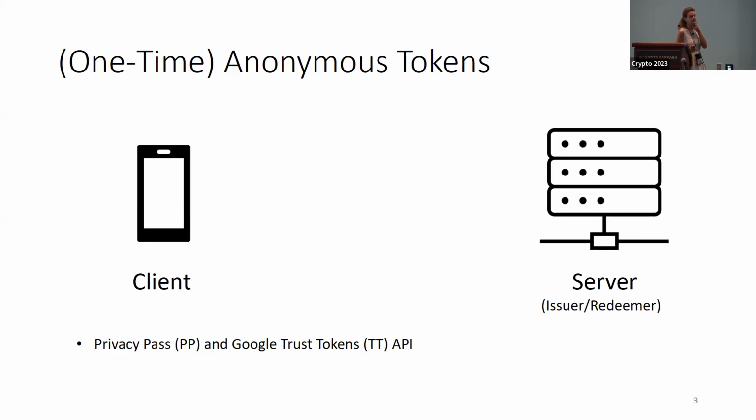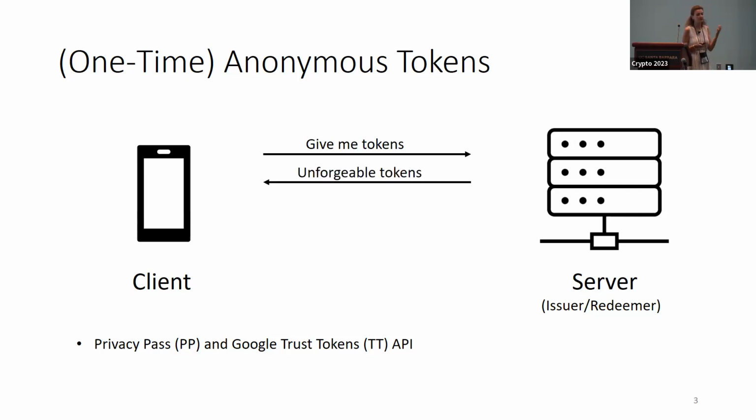The protocol has two phases. In the first phase, the client goes to the server and requests some tokens, and then the server issues some unforgeable tokens, where unforgeability is the security property of the protocol. And the second phase is the showing phase or redemption phase, where the client goes back to the server at another time to redeem the tokens. And if the tokens are valid, the server gives access to the client.